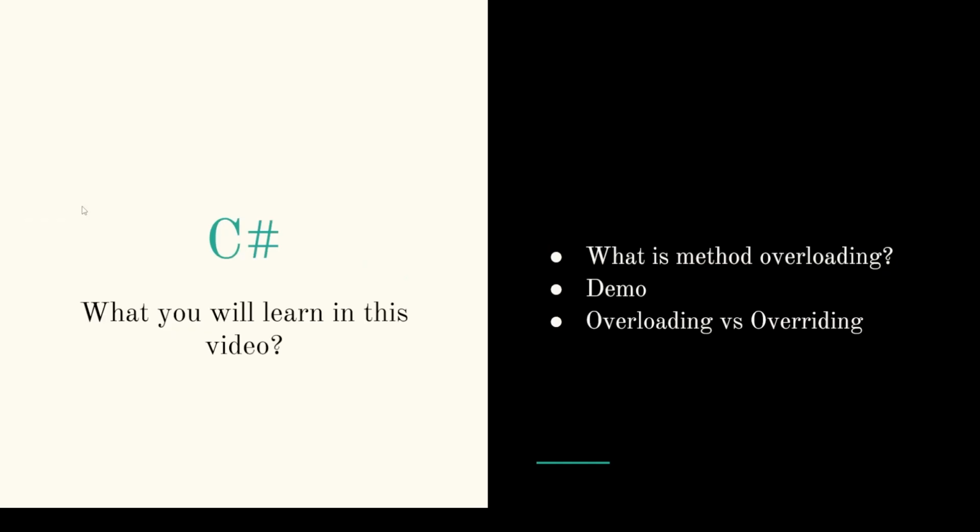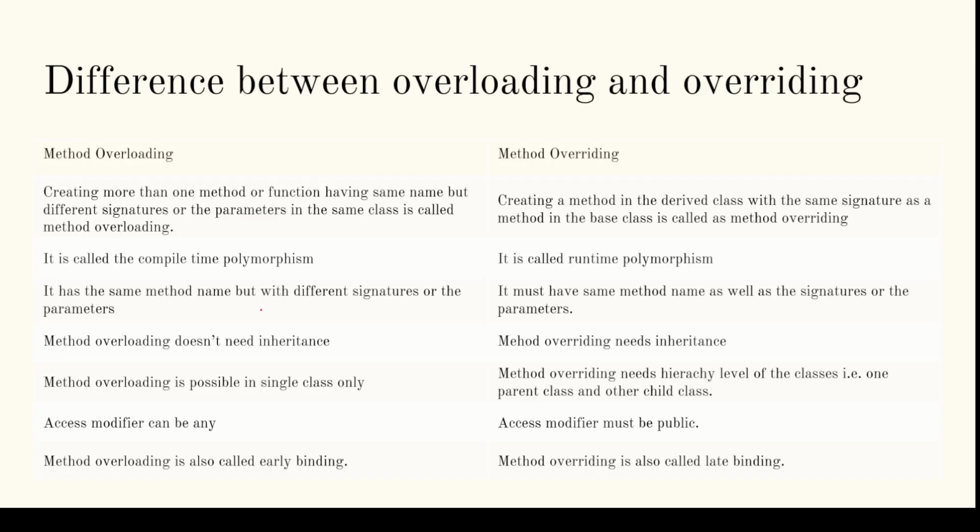Okay guys, so we have seen what is method overloading, and we have also seen a demo where we have created add method and print methods, and we have overloaded those methods by changing the number of parameters, sequence of parameter, or type of parameter. Now let's understand the difference between method overloading and method overriding. Okay, on this slide, we have the difference between method overloading and overriding. Let's understand this step by step.